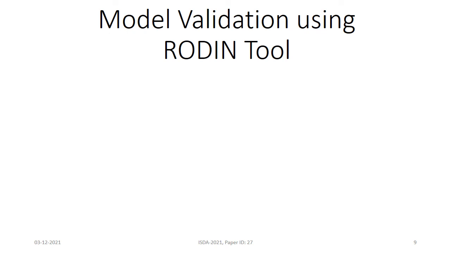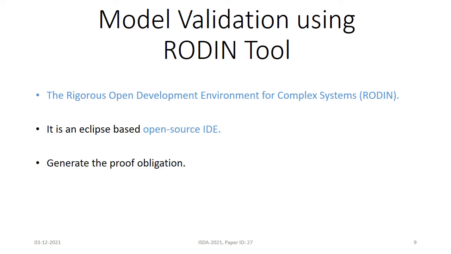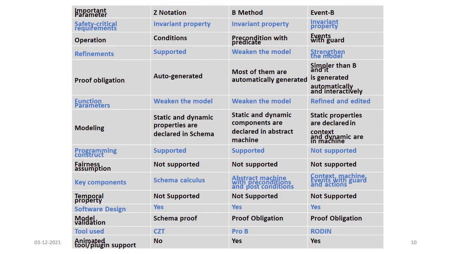So the tool support for event B. The Rigorous Open Development Environment for Complex Systems, or in short RODIN, is the tool support for verifying the event B notations. It is an Eclipse based open source IDE, and basically we generate proof obligation using this RODIN.